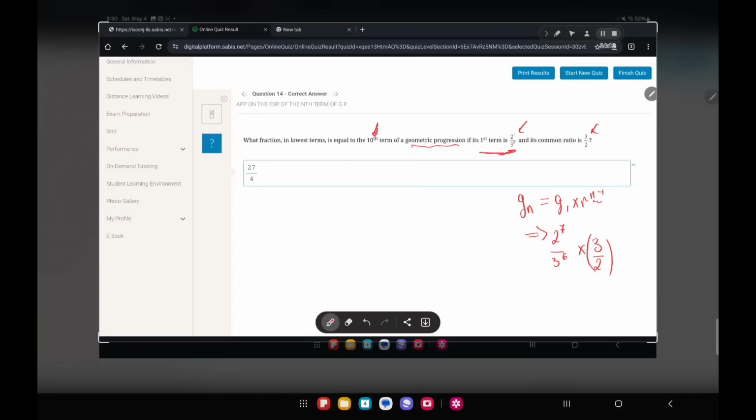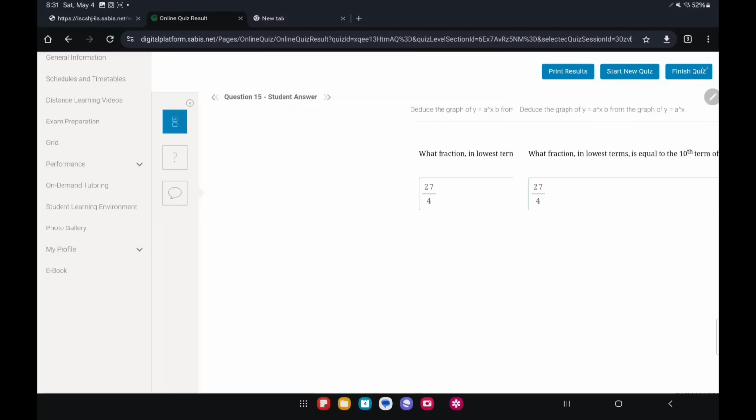In this case, n is 10, right? 10th term, so 10 minus 1, which is going to be equal to 2 to the 7 over 3 to the 6 times 3 over 2 to the power of 9, because 10 minus 1 is 9. Okay, you do this in a calculator, and you get 27 over 4. Okay. Question 15.